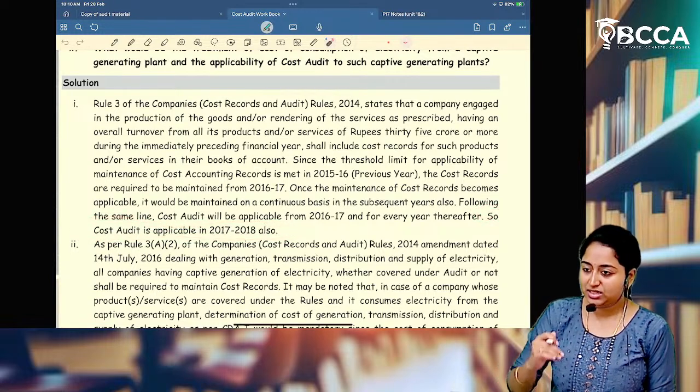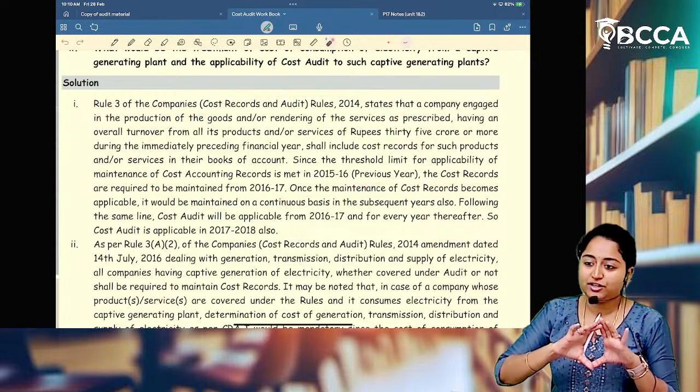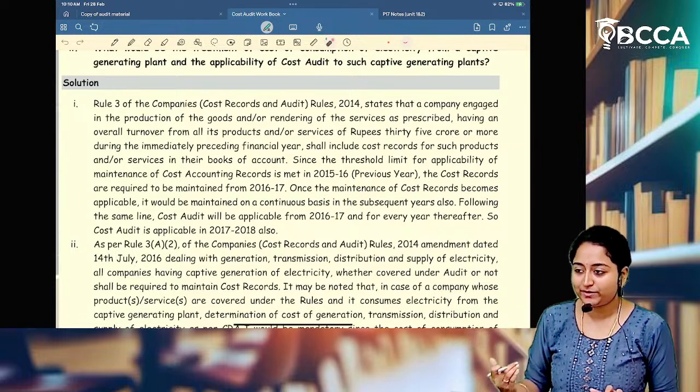Similarly, this is how your answer should be, but not like this. You will not give it in an entire paragraph. You will segment it and write it in a point-wise manner.